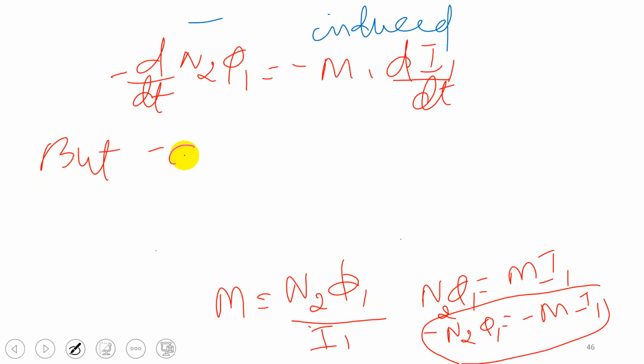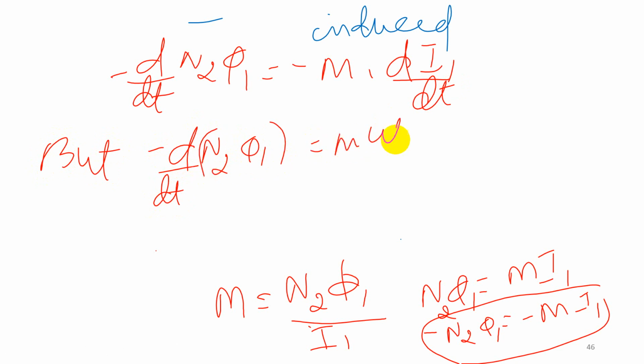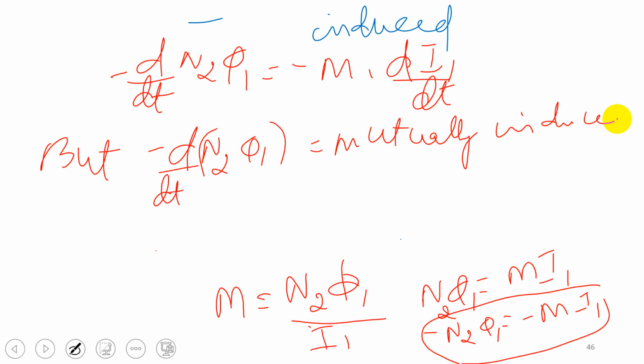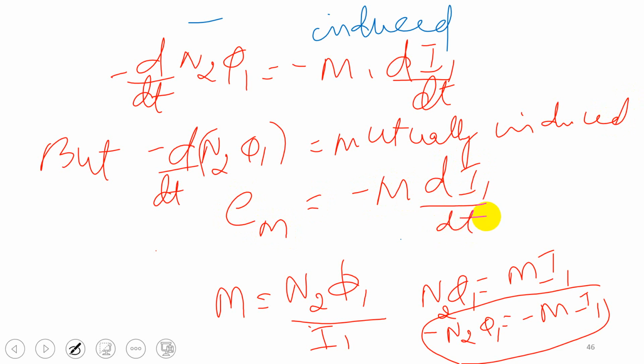But we know minus d by dt of N2 phi 1 is equal to the mutually induced EMF. That is the mutually induced EMF. So we can write the mutually induced EMF, denoted as E suffix M, is equal to minus M into dI1 by dt. This is how we can explain the self-induced EMF and mutually induced EMF.